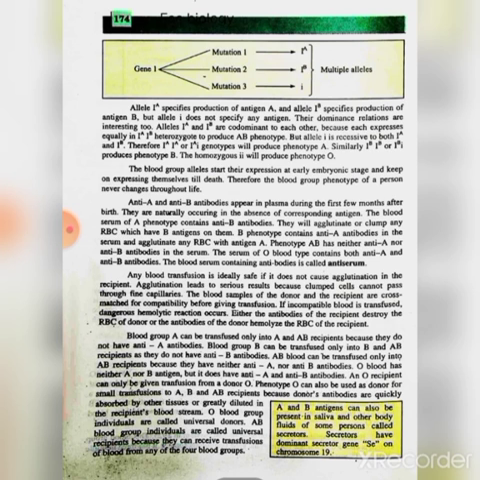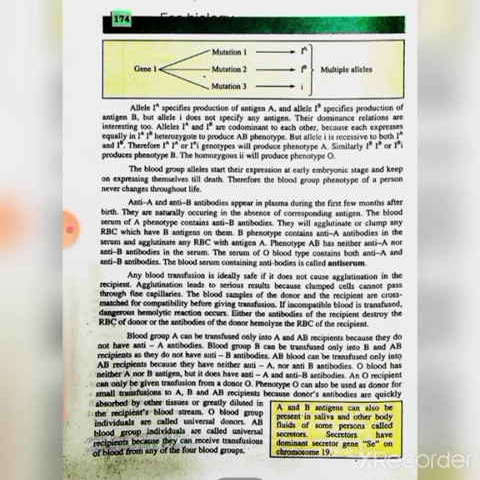Allele IA specifies production of antigen A. Similarly, allele IB specifies the production of antigen B, but allele i does not specify any antigen. Their dominance relations are interesting too. Alleles IA and IB are co-dominant to each other because each is expressed equally in IA IB heterozygotes to produce AB phenotype. But allele i is recessive to both IA and IB.